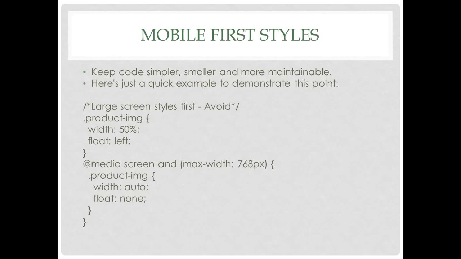If there is a div called product image, for the desktop version we'll set the width as 55% and float as left. But when we move to smaller screens, definitely this will not help. So for smaller screens, what we are going to do is set the width as auto and float as none, because we want the image in the center position.